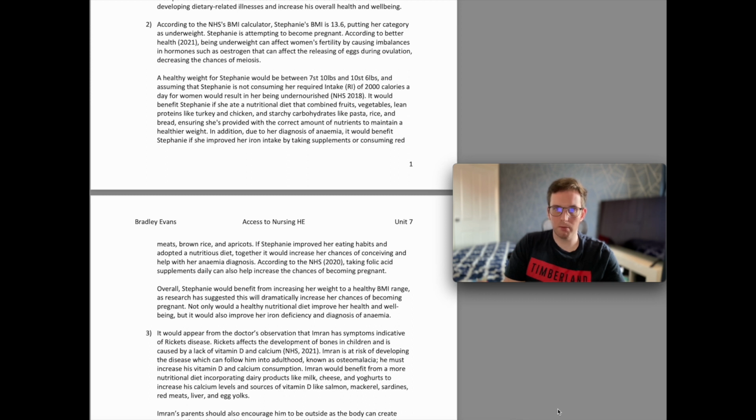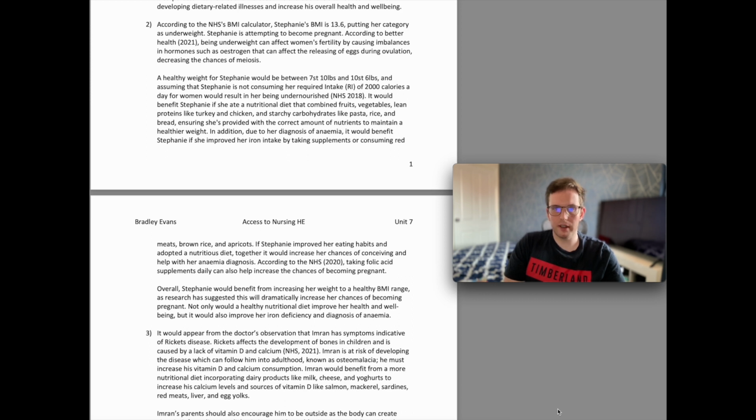Stephanie is attempting to become pregnant. According to Better Health, being underweight can affect women's fertility by causing imbalances in hormones such as estrogen that can affect the release of eggs during ovulation, decreasing the chances of meiosis. A healthy weight for Stephanie could be between 7 stone 10 and 10 stone 6, and assuming that Stephanie is not consuming her required intake of 2,000 calories a day for women would result in her being undernutritious.